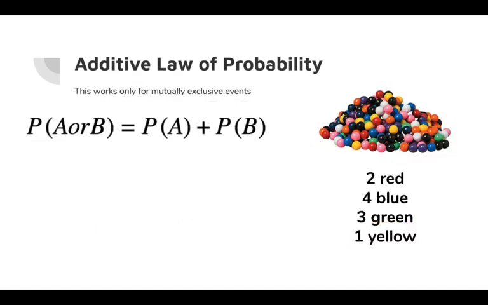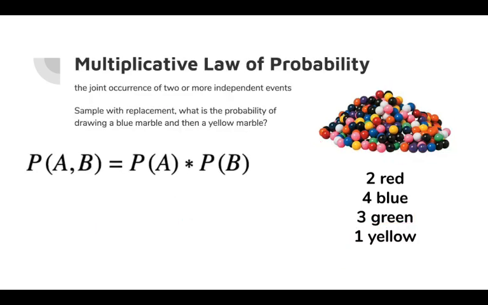So let's move on. So the multiplicative law of probability. Okay, so now this is the joint occurrence of two or more independent events. So now we're looking at things happening at the same time. So again, I'm sampling with replacement. What is the probability of drawing a blue marble and then drawing a yellow marble? So it's not drawing a blue marble or a yellow marble. I want to draw a blue marble, put it back, and then reach in and draw out another marble and have it be yellow.